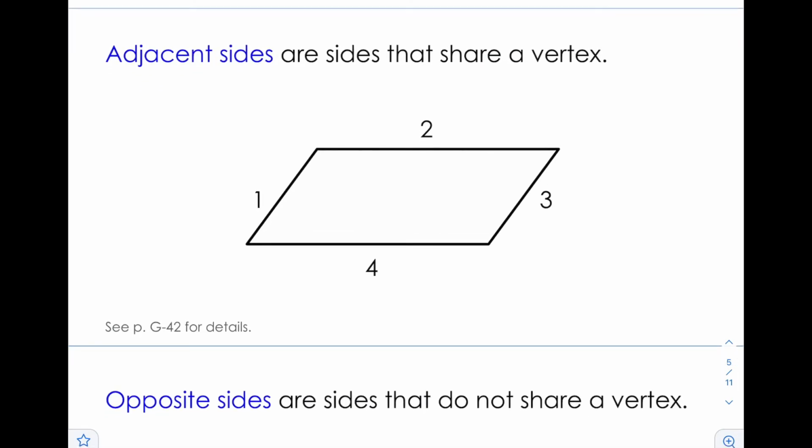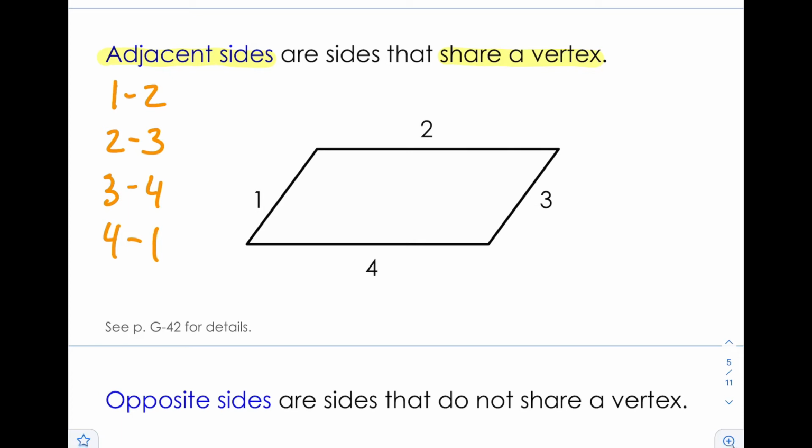So let's look at the term adjacent. Adjacent sides are ones that share a vertex. Let's list all the adjacent sides. Sides 1 and 2 are adjacent because they share this vertex. Sides 2 and 3 are adjacent because they share a vertex. Sides 3 and 4 share a vertex. Sides 1 and 4 share a vertex. So these are all the adjacent sides on this parallelogram.